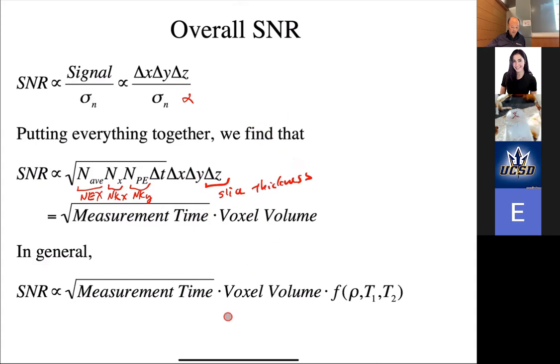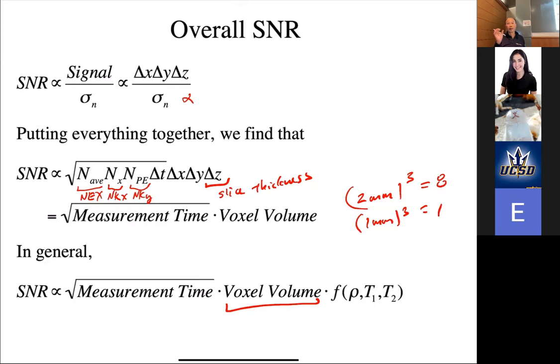Okay. So in general, what are you allowed to set? Well, you can set the voxel volume. Okay. So let's think about that. If I go from 2 millimeters cubed to 1 millimeter cubed, I've gone from 8 to 1. So it's an 8 to 1 reduction in SNR. So reducing resolution is really expensive in terms of SNR.